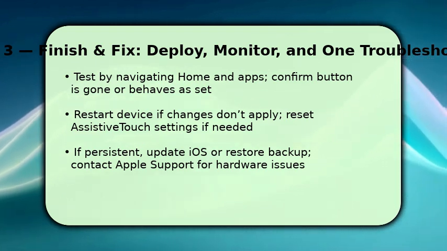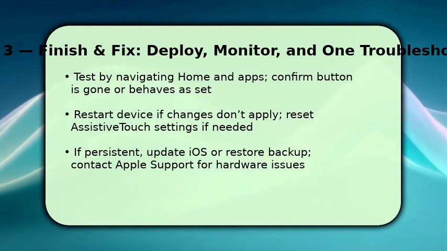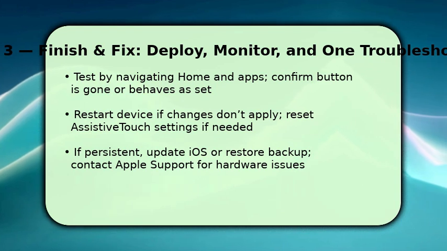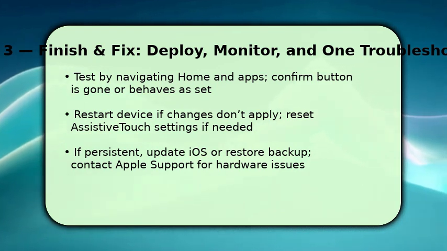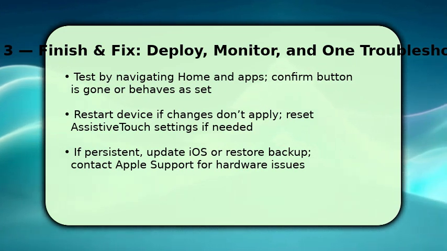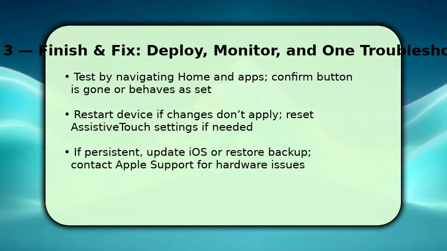If toggling fails, reset Assistive Touch settings or update iOS because software bugs can prevent changes. If a hardware or tactile issue causes the menu to reappear, restore from your backup or contact Apple support. This ensures you rule out faults versus software settings and keeps your device stable moving forward.